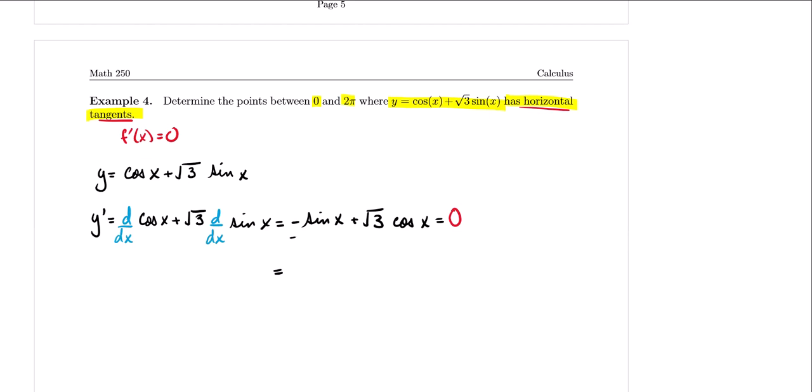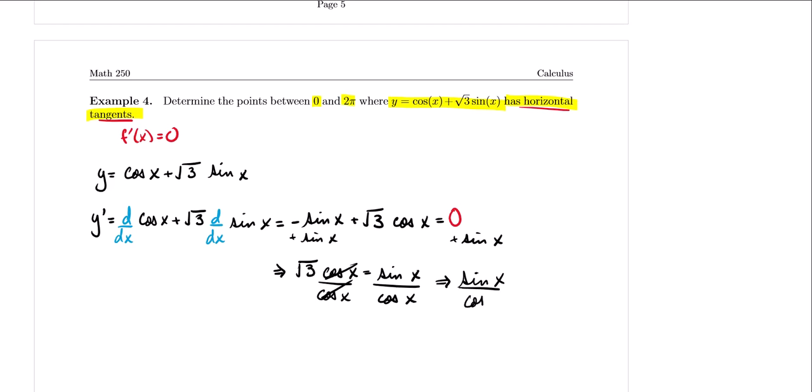I'm going to go ahead and add sine of x to both sides of the equation, which is going to give us the square root of 3 times the cosine of x is equal to the sine of x. Now, what can we do here? At this point, there are different paths that we can take, but I'm thinking that we can go ahead and divide by cosine of x to get all the unknowns on one side. All right, so now that we divided by the cosine, we're left with the following. The sine of x over the cosine of x is equal to the square root of 3.